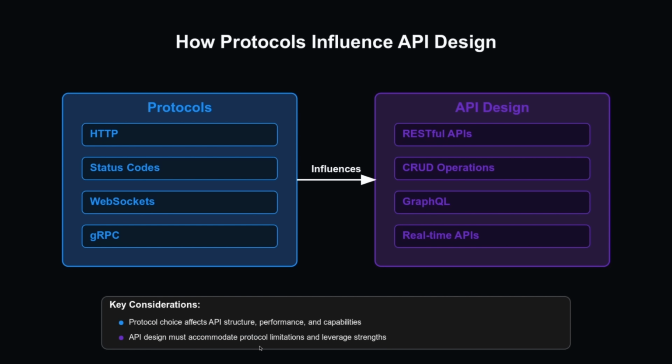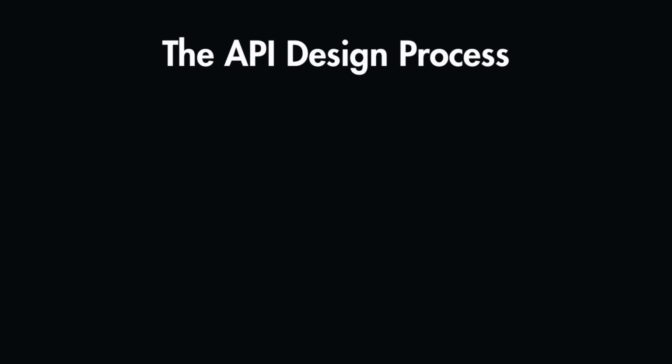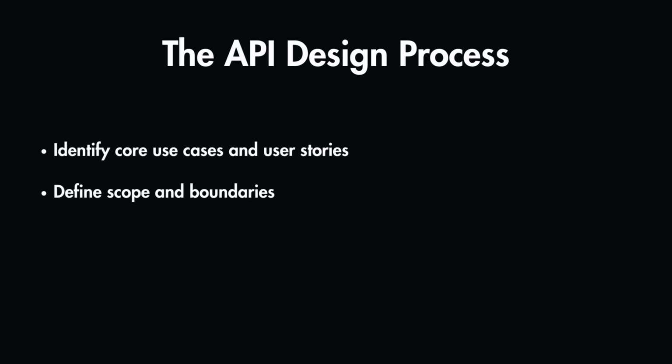Therefore, you should choose it based on its limitations and strengths and the one that makes more sense in the type of API that you'll be developing. Now let's discuss the API design process. It all starts with understanding the requirements, which is identifying core use cases and user stories that you will need to develop. Also defining the scope and boundaries, because if it's a huge API, then you probably won't develop all of the features at once.